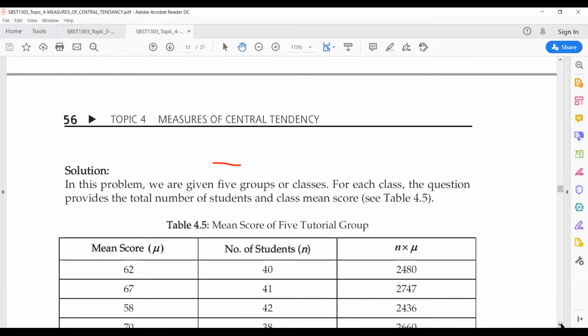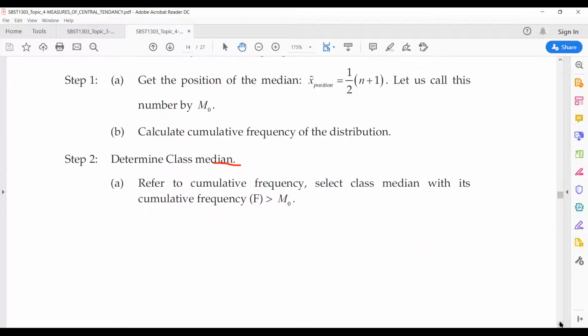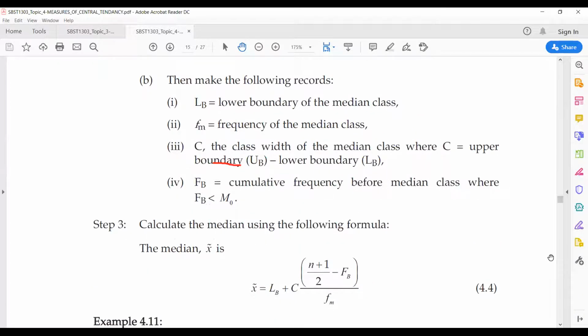Okay, now let's go on to the next quantity, the median. For the median, we're going to use this formula. You use this formula here to estimate the position and find the median, okay? So you have LB. LB is the lower class boundary of the median class. Then we have C, the class width. N plus 1 over 2 is the median position. Then FB is the cumulative frequency before the median class. And then FM is the frequency of the median class.